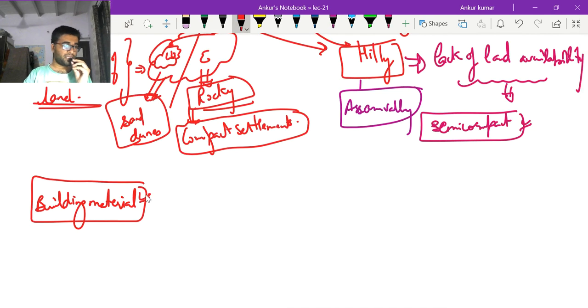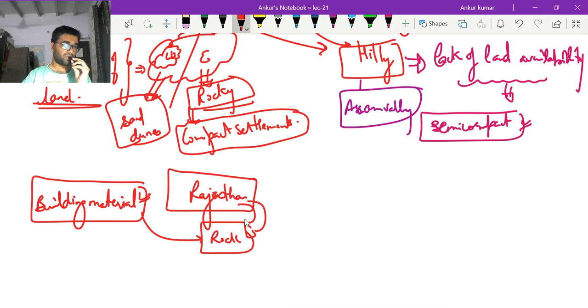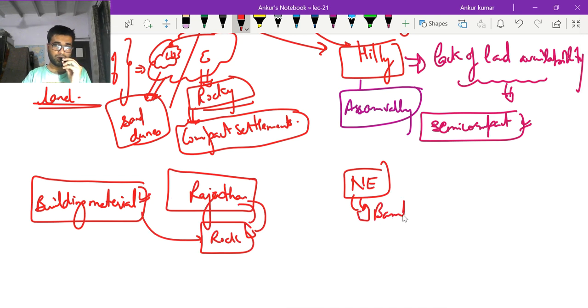Again, building material, for example, in case of Rajasthan, the availability of building material is the rock. So the houses in Rajasthan are made up of what? Rocks. However, when you come into the northeastern region, the houses are made up of bamboo trees. Okay, so bamboo is the main material for the formation of the houses, the settlements.